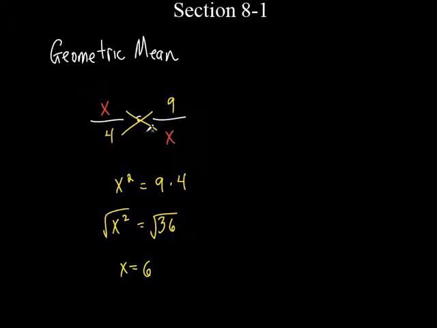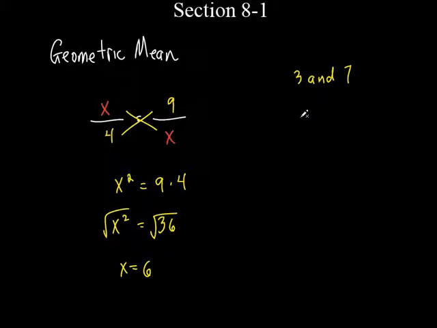You with me? Now, I picked 4 and 9 because it came out nice and perfect. They're not always going to come out nice and perfect, all right? What if you get something that doesn't become a perfect square like this? Well, you're going to have to write it as a square root, right? So, for instance, what if I said, find the geometric mean between 3 and 7. All right. So how would we set this thing up?